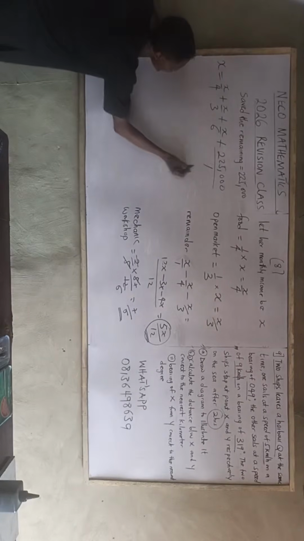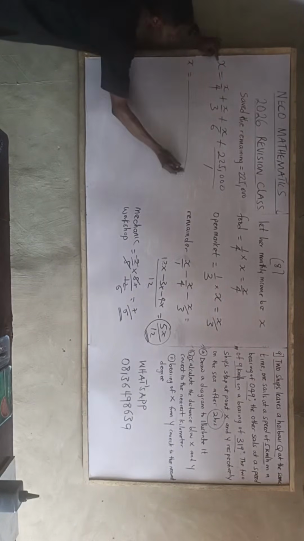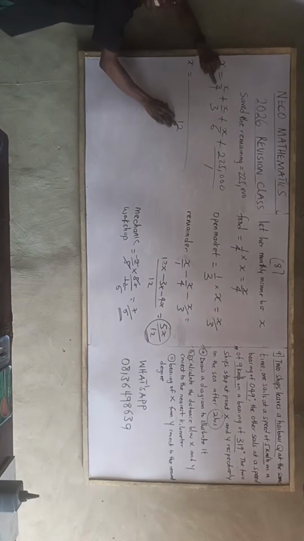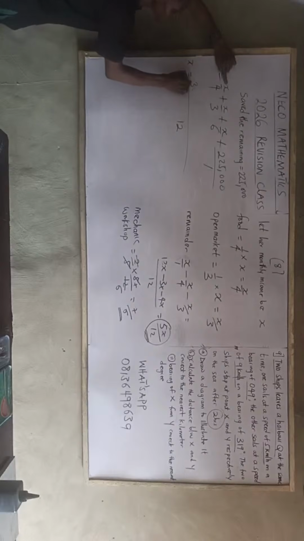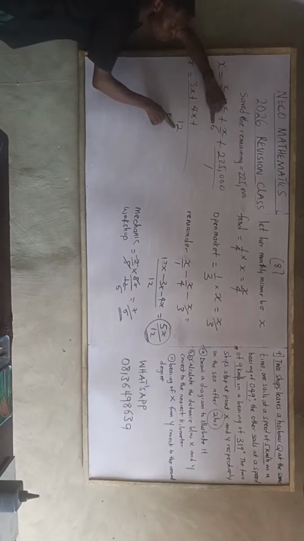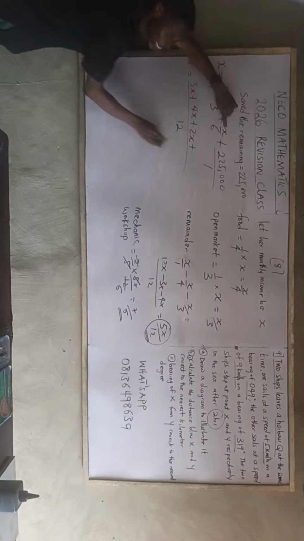So X over 1 equals, what's the LCM here? I've got the LCM to be 12. 4 in 12 is 3, 3 times X, 3X. 3 in 12 is 4, 4 times X, 4X. 6 in 12 is 2, 2 times X, 2X. Any question from there?